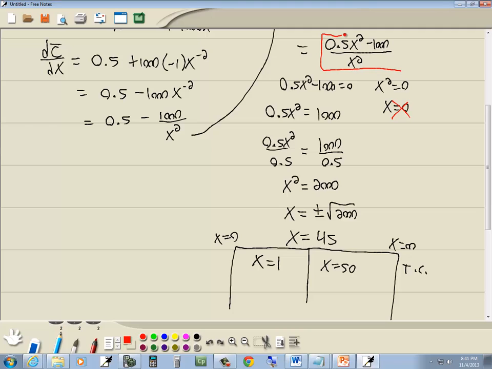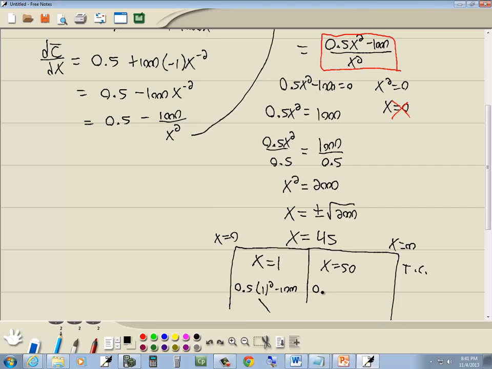And here's our derivative. There's no use plugging into the bottom part because x squared, when you square something, is always positive. So the top part is the only part we have to plug into. We've got 0.5 times 1 squared minus 1,000. 1 squared is 1 times 0.5 is 0.5. 0.5 minus 1,000, I don't know what it is, but it's negative, so it's decreasing.